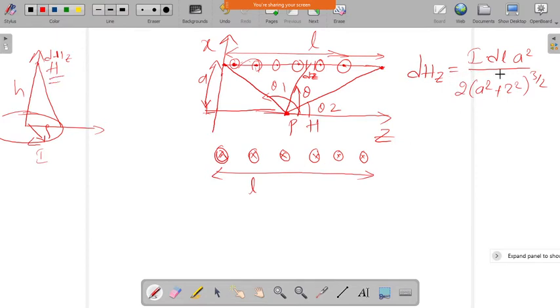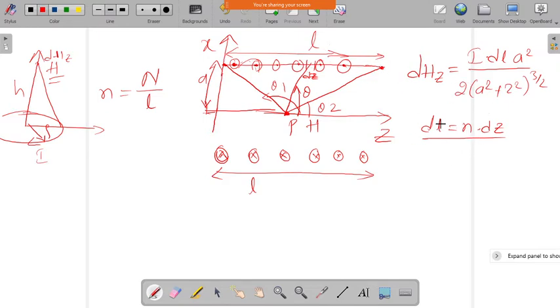Now the turns to length ratio, whatever the number of turns N there are and the total length, this ratio we can represent in terms of the small n. The differential length dl we can represent as n into dz. That small differential length will be given by dz and the number of turns by the length.